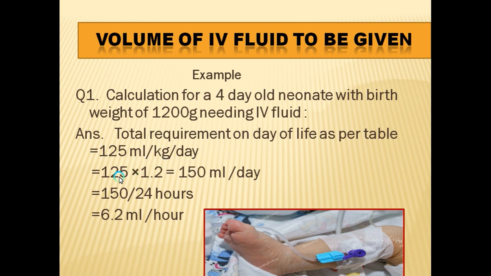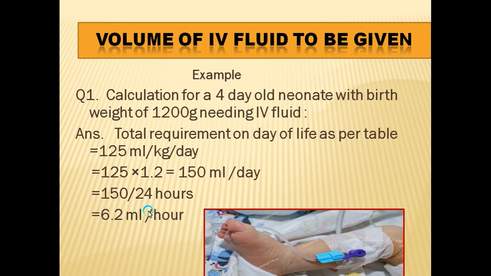So what you need to do is 125 into 1.2, so that will give you 150 ml per day. So this is the amount of fluid to be given per day. What we can count in pediatrics, I can only count in 1 minute how many drops are there. So we need to calculate what is the drop factor. For that, 150 ml has to be divided by 24 hours. Okay, so that will give you per hour.